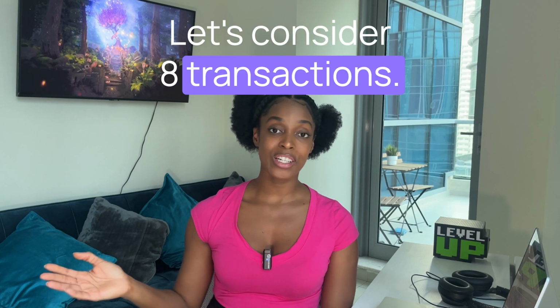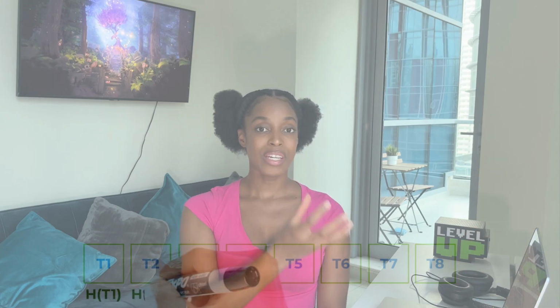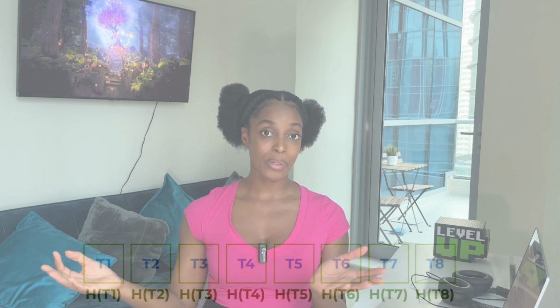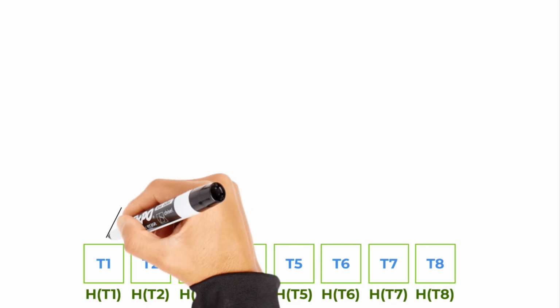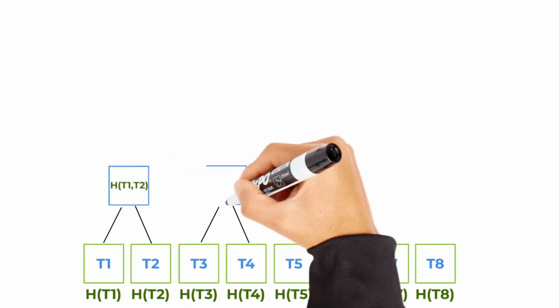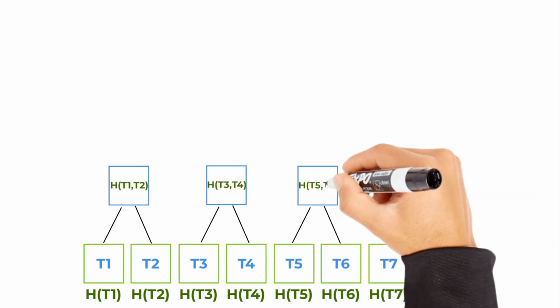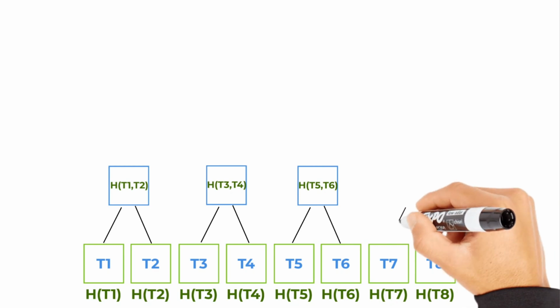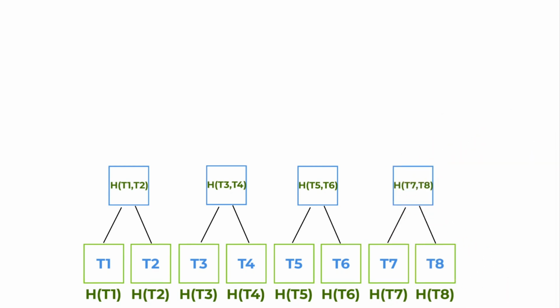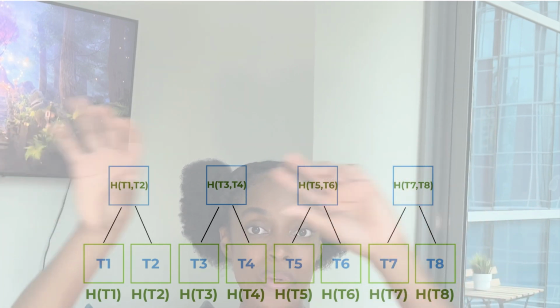Let's consider 8 transactions. We're going to call them T1 all the way to T8. And we are going to hash these transactions, and I'm going to call that H. So each one of these transactions is going to be considered a leaf of our tree that we are going to build up. We are going to hash T1 with T2, that's H T1 T2, T3 with T4, that's H T3 T4, T5 with T6, H T5 T6, and T7 and T8 are going to be hashed, so then we have H T7 T8. So now we have 4 hashes of these leaves, but we need to get one single hash.